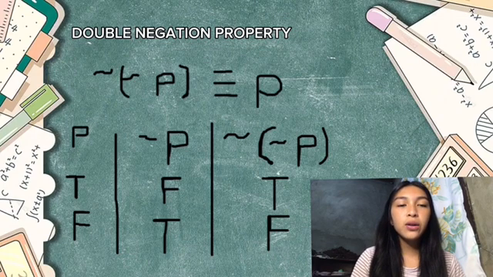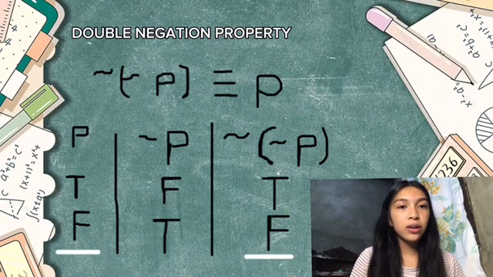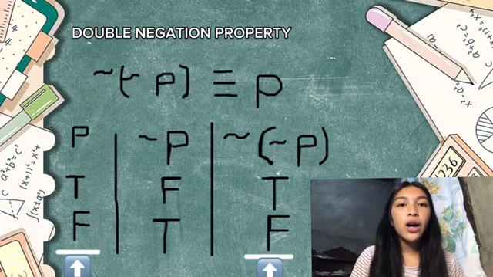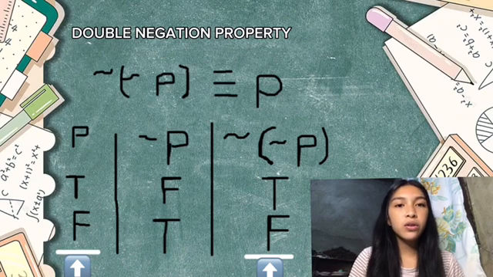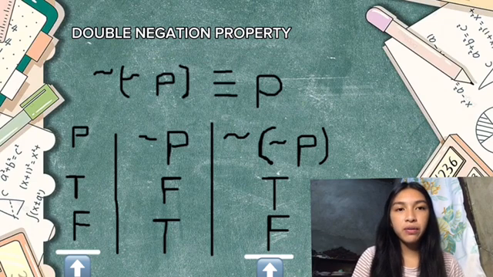And so, now to check to see if these are logically equivalent, what we do is we look at the end result. So, look here and look here, row by row. These are exactly true, true, false, false. So yes, these are logically equivalent.